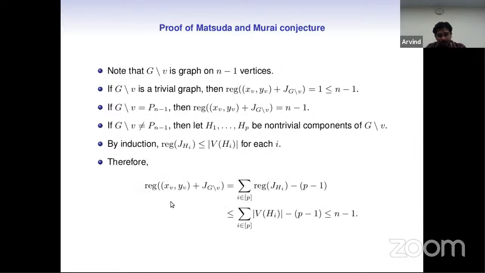Therefore, since each H_i is on a disjoint set of vertices, we can use the general formula: the regularity of this ideal is the summation of the regularity of J_{H_i} minus (p minus 1). This p is at least 1, and we can see that the summation of the number of vertices of H_i is at most n minus 1. That's why this regularity is bounded by n minus 1.